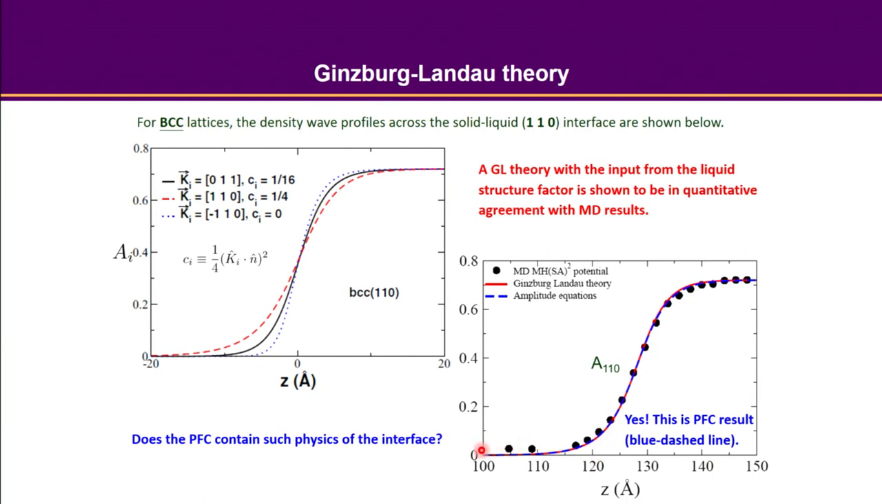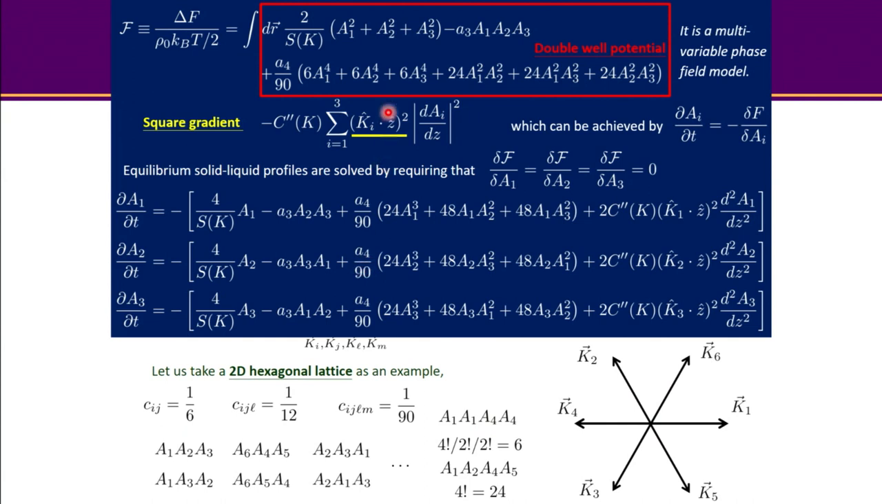Before I move on to our material today, I still want to show you one more thing: you can actually change the interface normal. For a 2D hexagonal lattice, you can change the interface normal, and you can see the profile is actually changing as I cut my crystal along different orientations. What I didn't show you yesterday is that once you have all the profiles, you can plug them back into the free energy to get a number. And that number is the solid liquid surface energy.